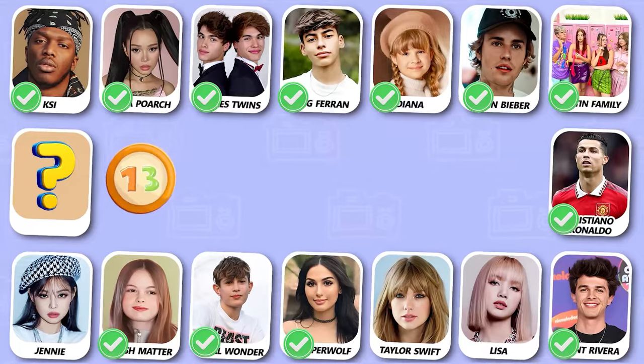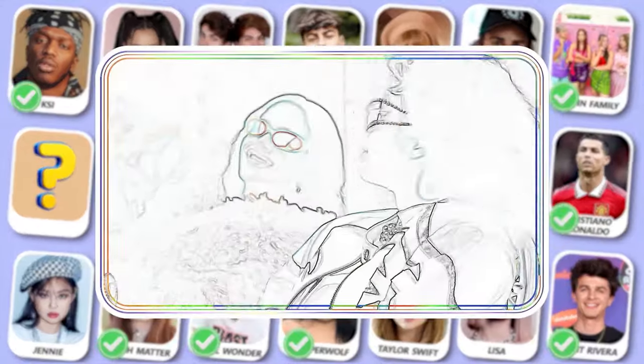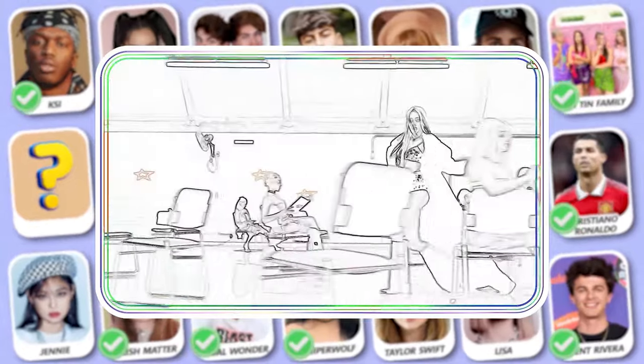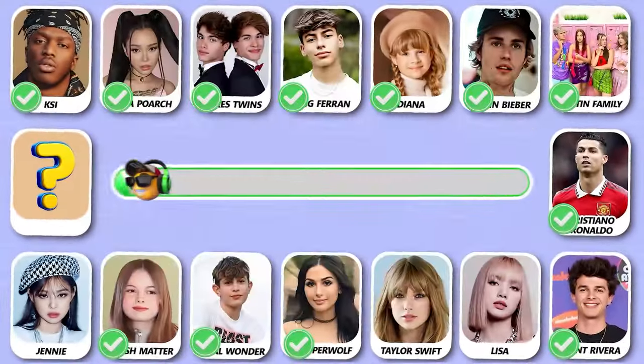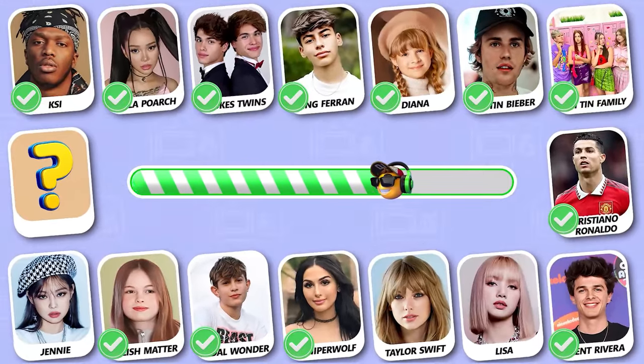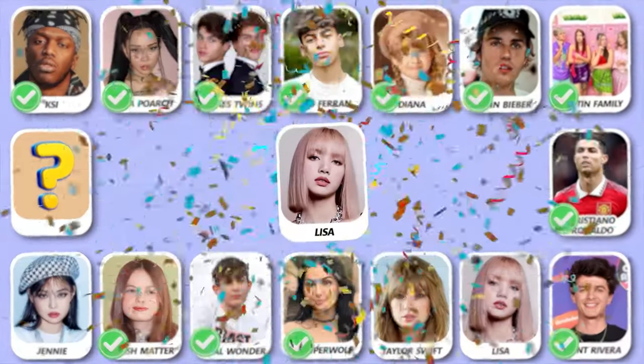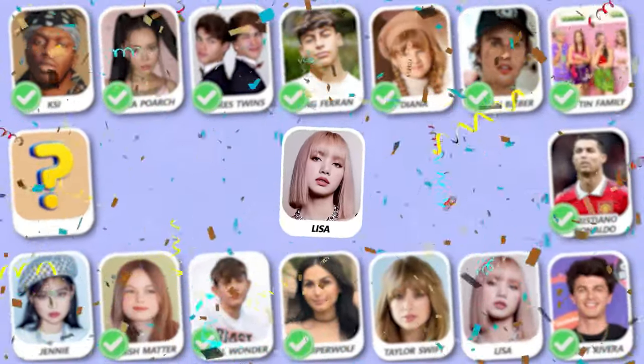Number 13. Guess who's singing? Give me the alpha, yeah, give me that bigger the better. The correct answer here is Lisa.